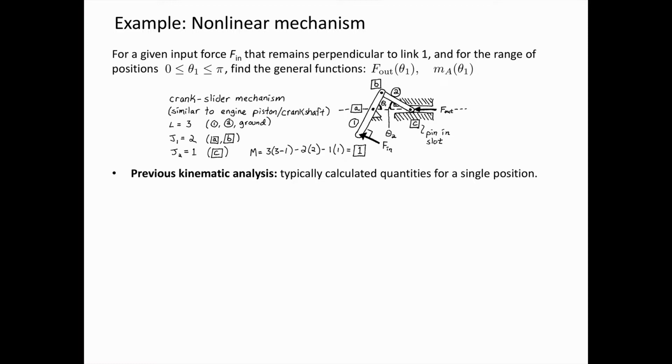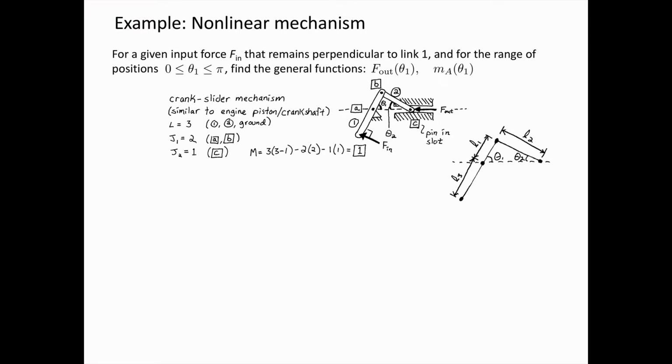And we need more general models in this case. So we're going to look at what happens with this system through this entire range of motion with theta 1 ranging from 0 to pi. We can simplify the geometric description a bit. I'm going to define these quantities L1, L2, and L3. And theta 1 is the position of link 1, and theta 2 is the position of link 2.